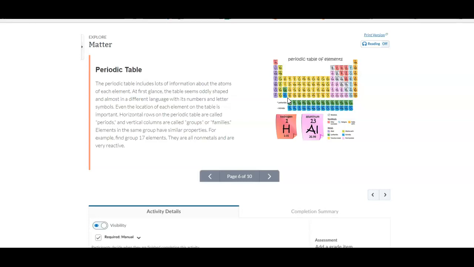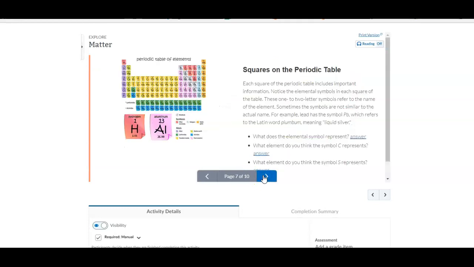So if you look, it says find group 17. They are all non-metals and they're very reactive. So this, you'd have to kind of blow up bigger. It's very hard to see on this page, but everything is in a group or family. So going up here, you have 1 through 18. There's 18 groups or families. So 17 is here. They're highly reactive. They all have those things in common. These are called the halogens.